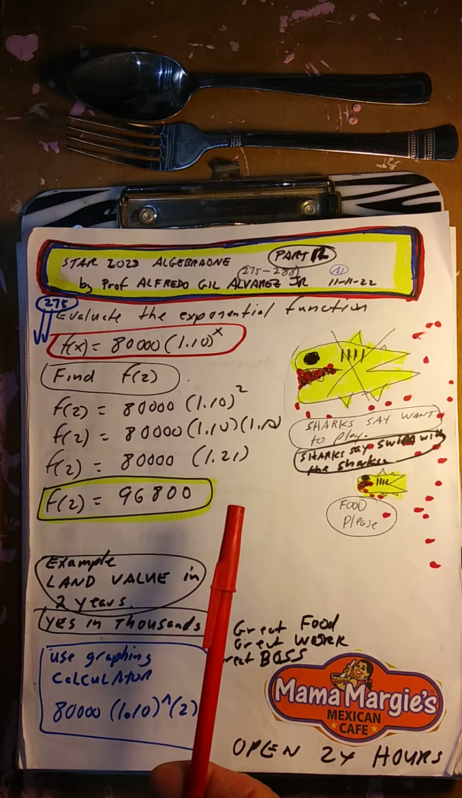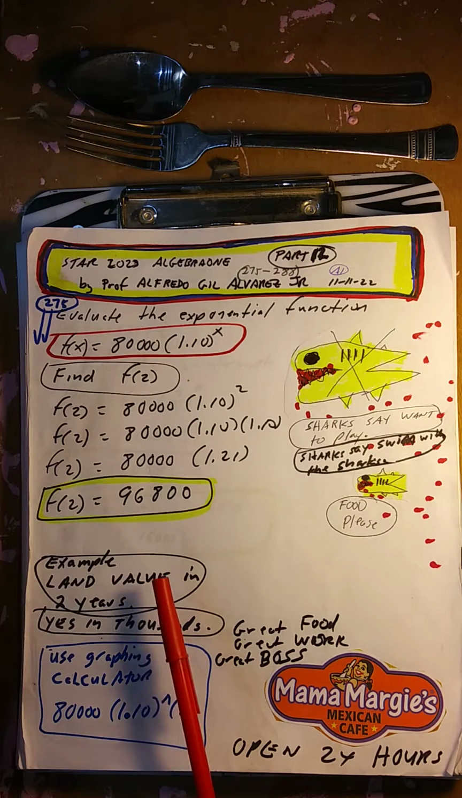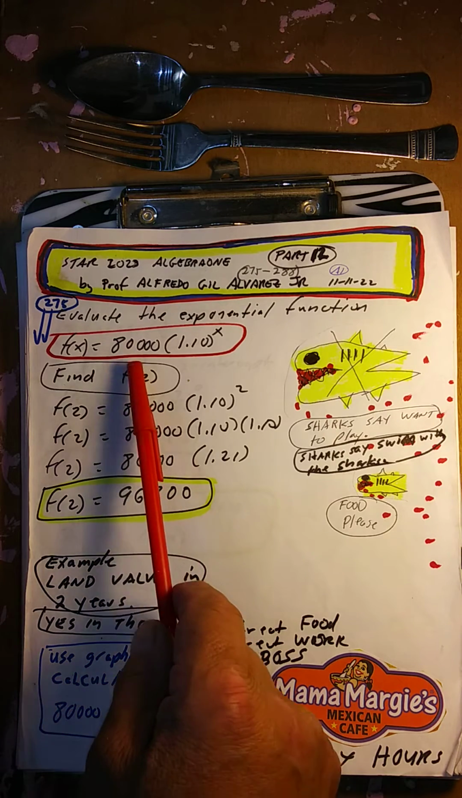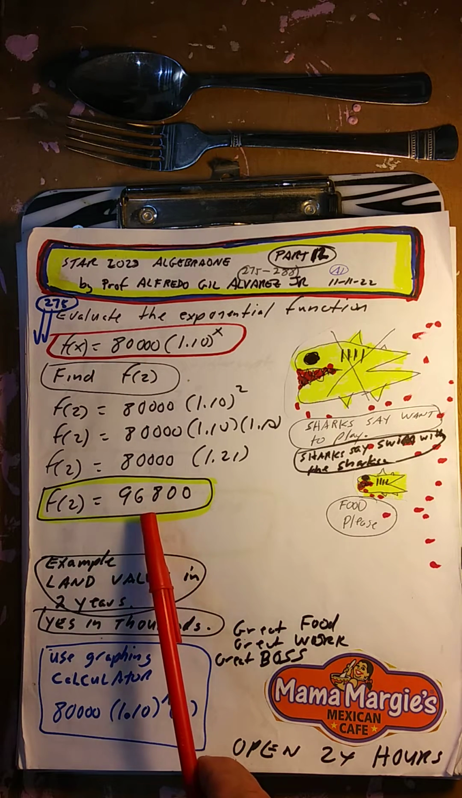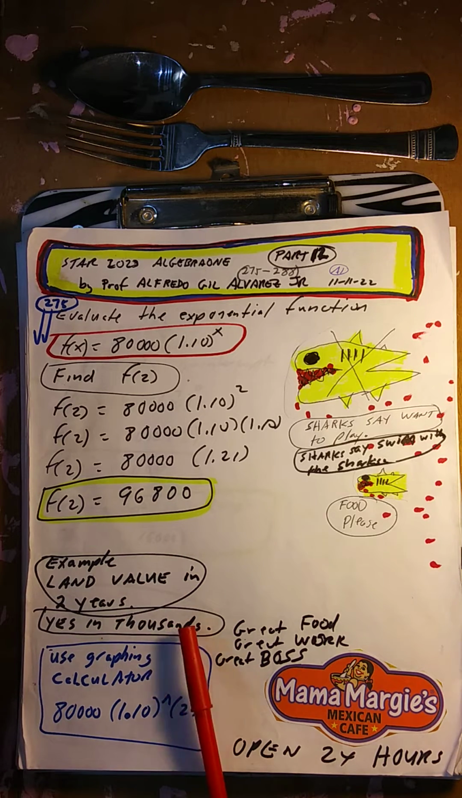Okay, what does that mean? Example: say you bought some land, originally for 80,000. Two years later, your land's worth 96,800. It appreciates. Yes, in thousands of dollars.